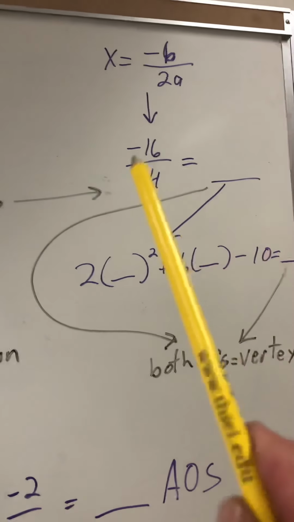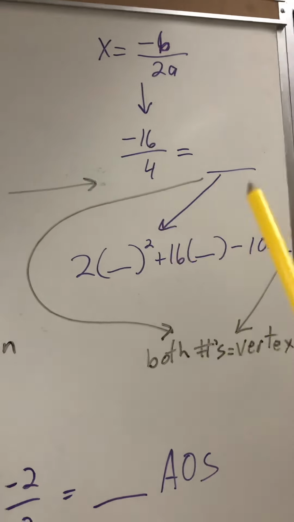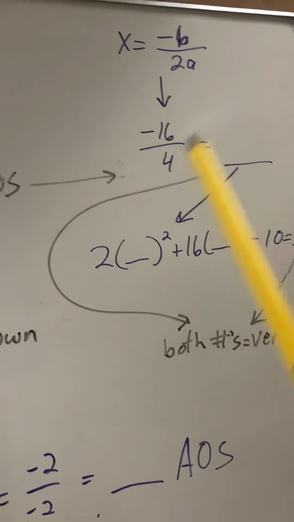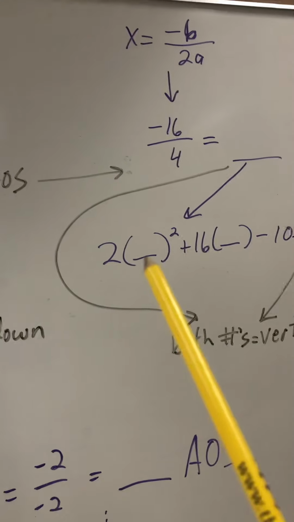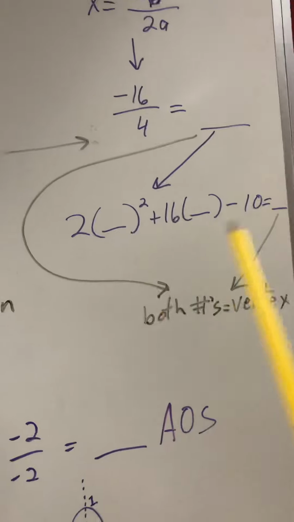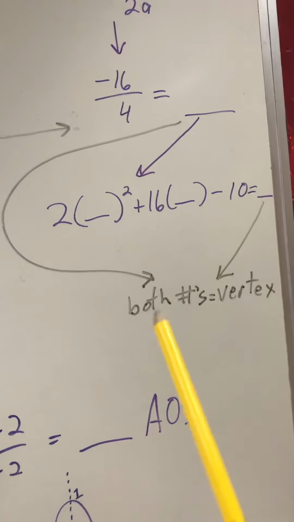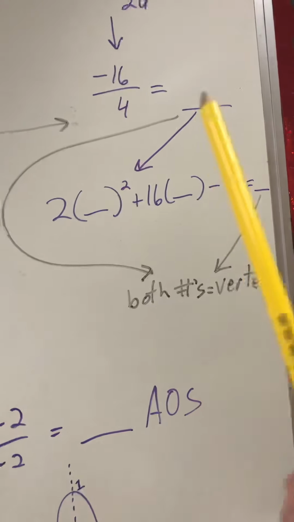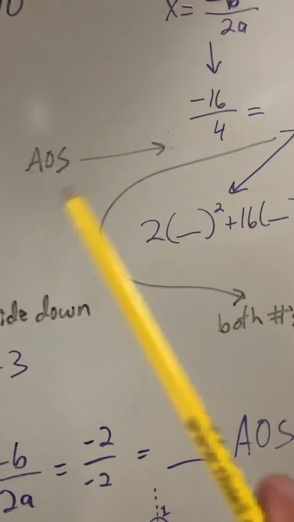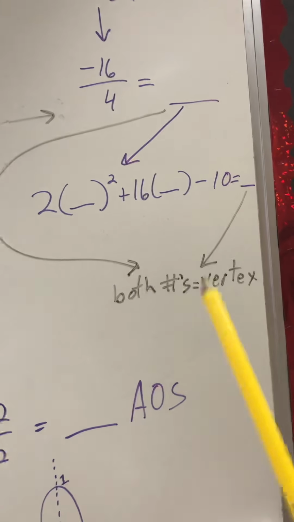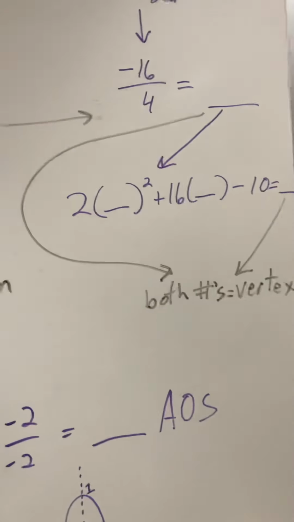So you just have to figure out what negative 16 divided by 4 is. Okay, that's your axis of symmetry. Plug that number back into this equation for the x values. Notice I put in parentheses just where the x values were. Work that out, and that's going to be the y value for the vertex. So this is your x value for the vertex, and it's the axis of symmetry. This answer is the y value, so the x and y value together is the vertex.